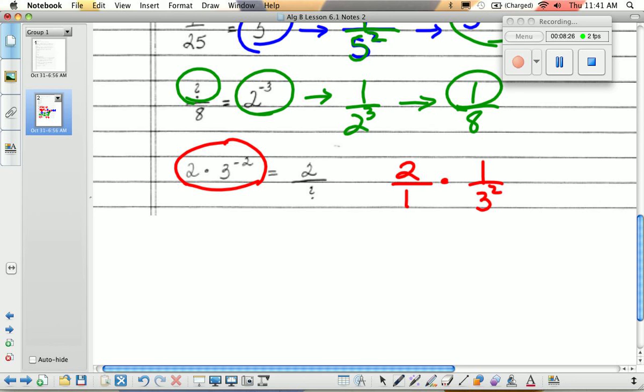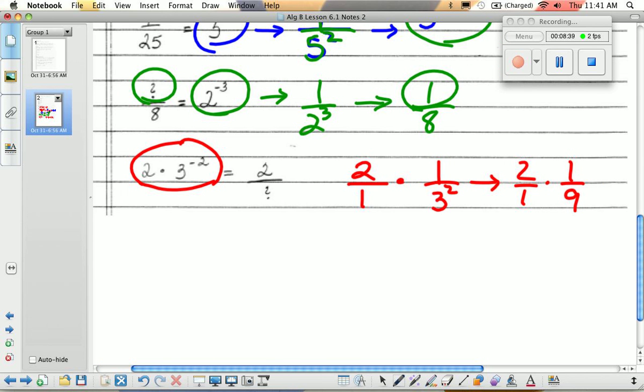Check, actually square it out. And now we are going to do that. 2 over 1 times 1 over 9, not 6, 9. And what does that actually equal? 2 ninths, doesn't it? Remember, we're looking for what goes underneath the 2. 9. Okay, that's there.